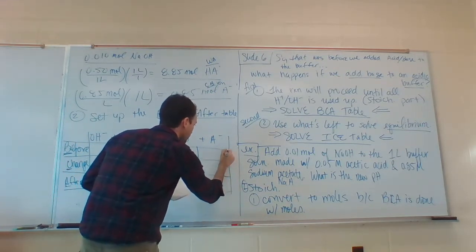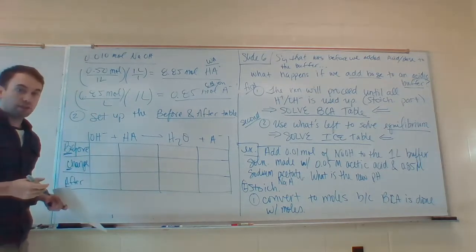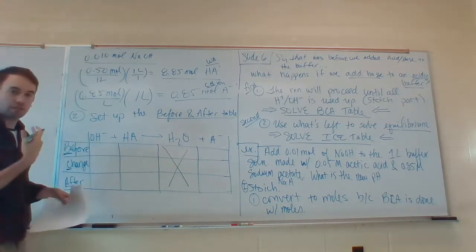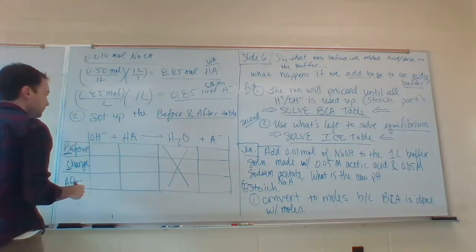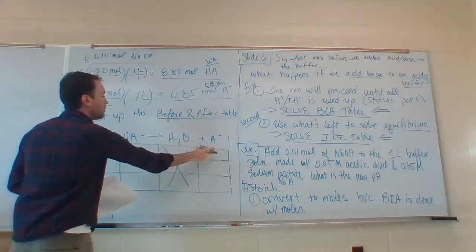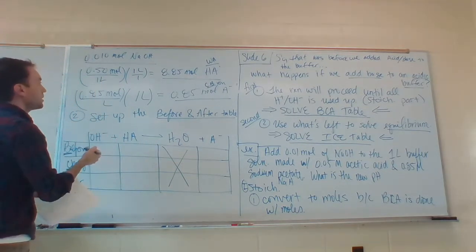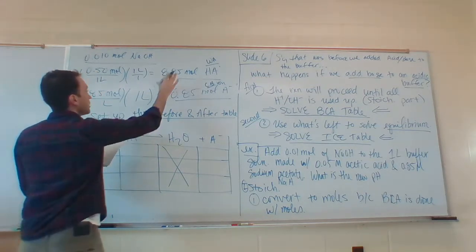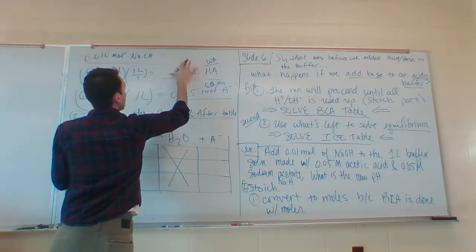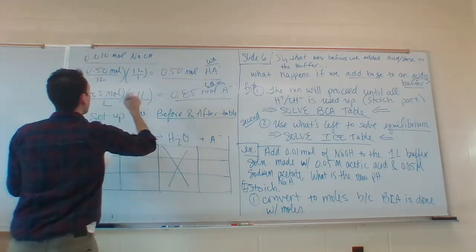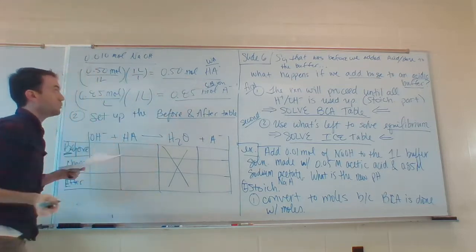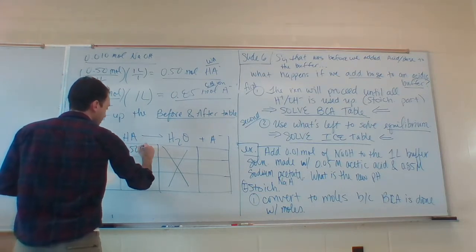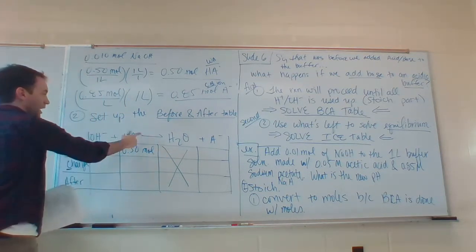Now remember, H2O doesn't participate in our Ka expressions. So I'm just going to put an X through that column because I know it's not going to be used in the Ka. Now, then I'm going to put in my moles of each of my before components. I have that should be a 0. This is a 0.5. The 0.5 times 1, that should be 0.5 moles, right? So of the HA, 0.50 moles of the HA.